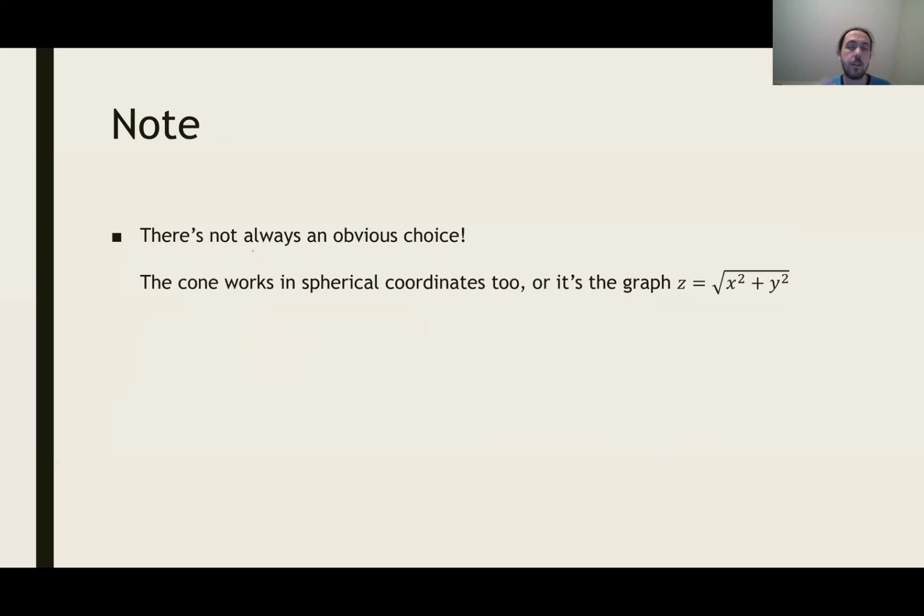So this is all getting at the fact that there's not always an obvious choice, and some parameterizations might be a little bit easier than others. You know, the fewer trig functions you have inside there, the fewer square roots you have inside there. We are doing calculus, and those kinds of things are going to make our lives more difficult sometimes. So be aware that just because you can use a particular coordinate system doesn't mean it's necessarily the most straightforward choice.